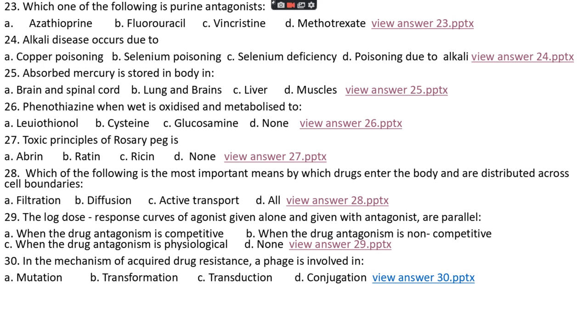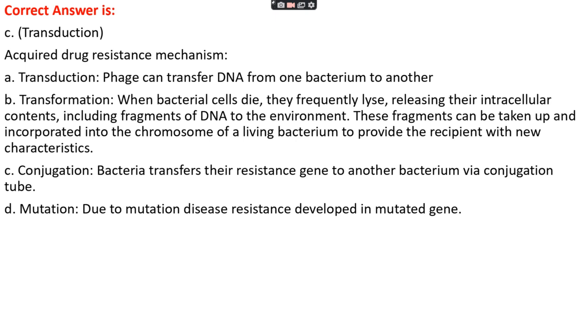Question number 30. In the mechanism of acquired drug resistance, a phage is involved in: option A, mutations; option B, transformation; option C, transduction; option D, conjugation. The right answer is option C, that is transduction. Here are the different forms of acquired drug resistance mechanisms. Transduction mainly involves a phage which can transfer DNA from one bacterium to another.